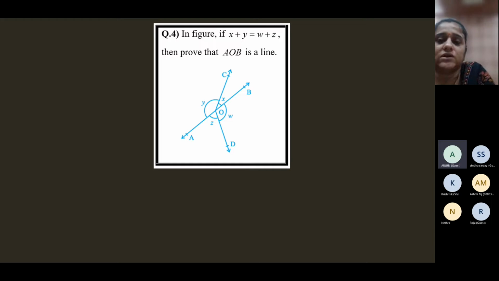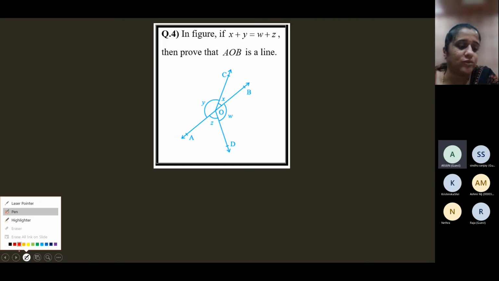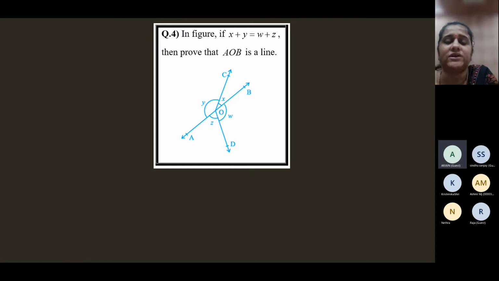Okay, so here in the figure, if x plus y is equal to w plus z, then prove that AOB is a straight line. To prove that AOB is a straight line, we need to prove that the sum of the angles on it is equal to 180.